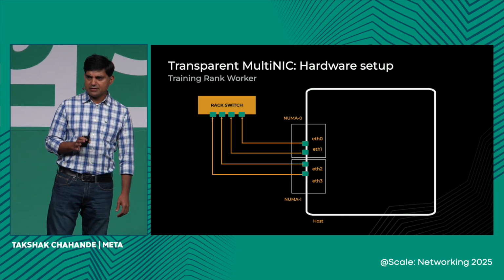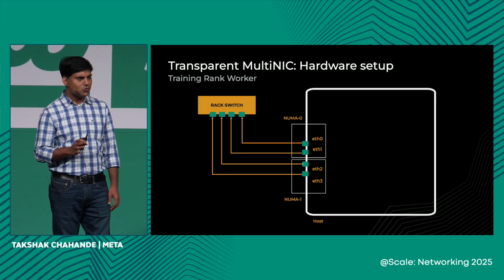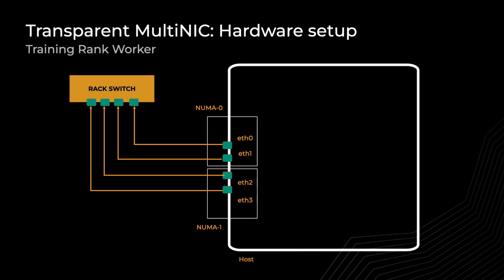This is a very quick recap of what Yingjie showed earlier. Let's take a holistic view of the host. The host, as I said earlier, has NICs distributed across the NUMA nodes. You could see here ETH0, ETH1, and ETH2, ETH3 in separate NUMA nodes. And in Meta, at this point in time, every workload, whether training, inference, or any other, runs inside a container.